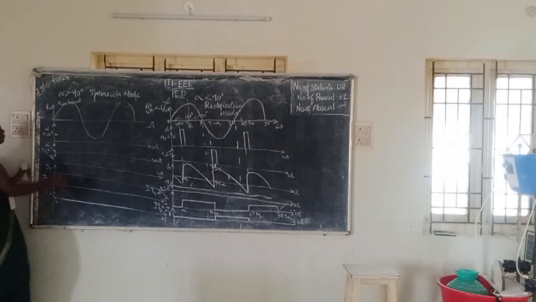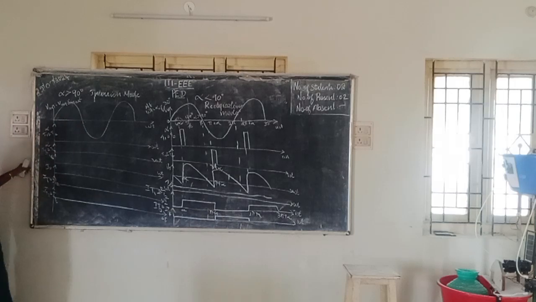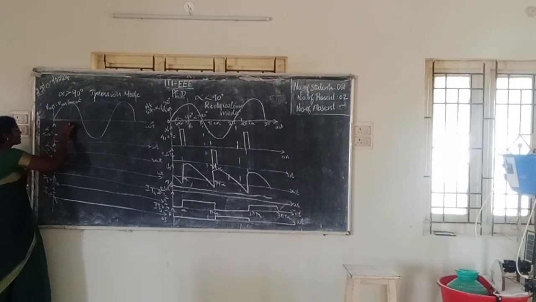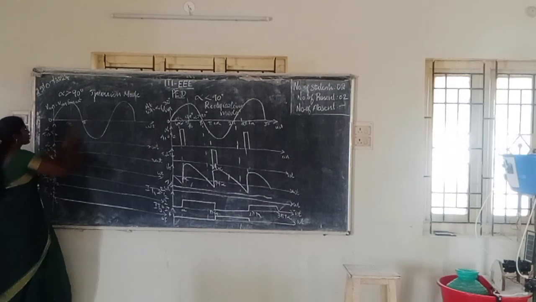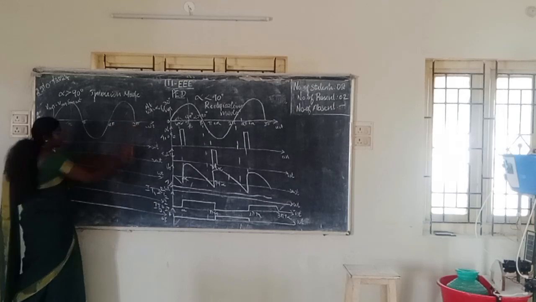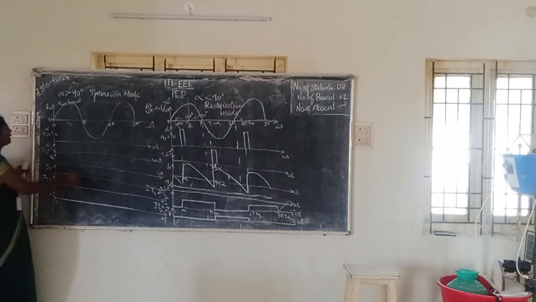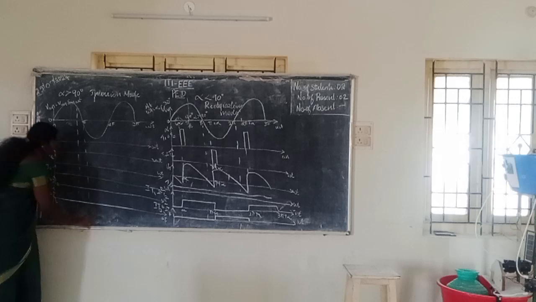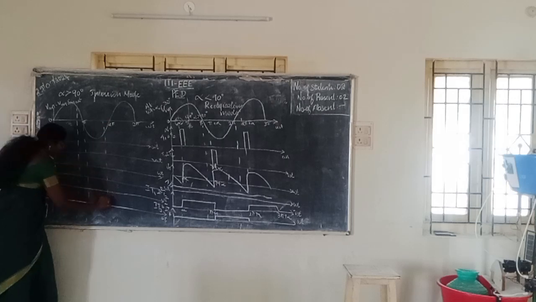Clear? Now alpha should be greater than 90 degree, the inversion mode condition. So this is 90 degree, that is pi by 2. This is 0 and here it is 180 degree, this is 2 pi and this is 3 pi. I will be taking greater than 90 degree, so I am taking this side. So this is pi again during the negative half cycle.